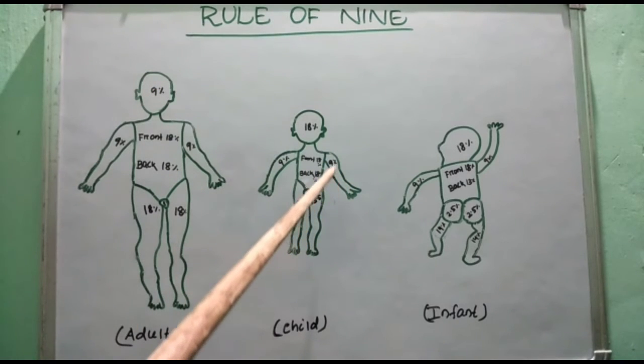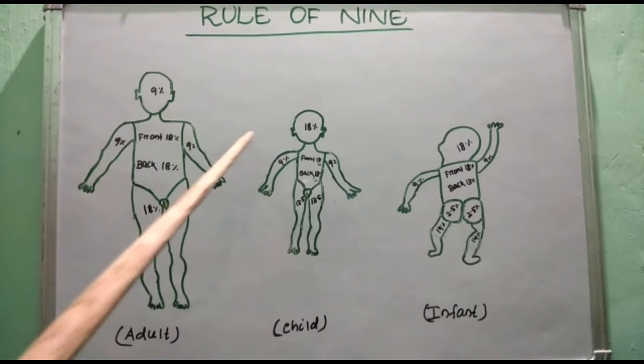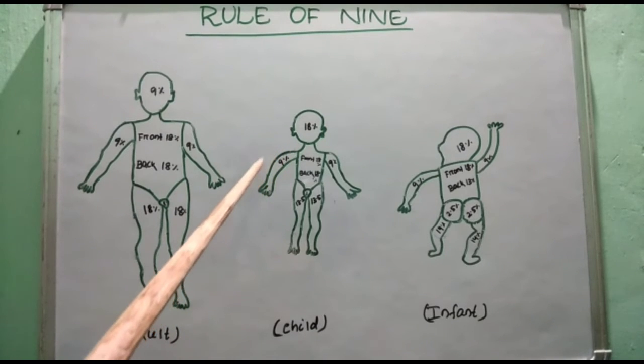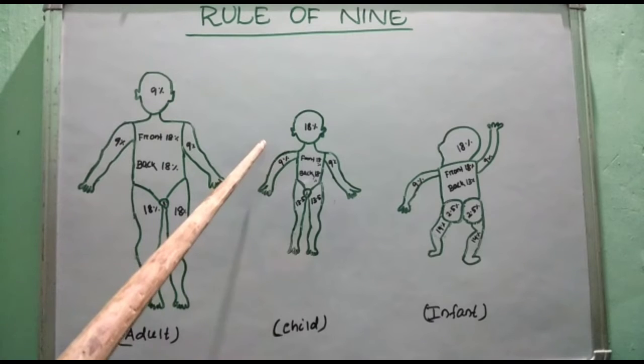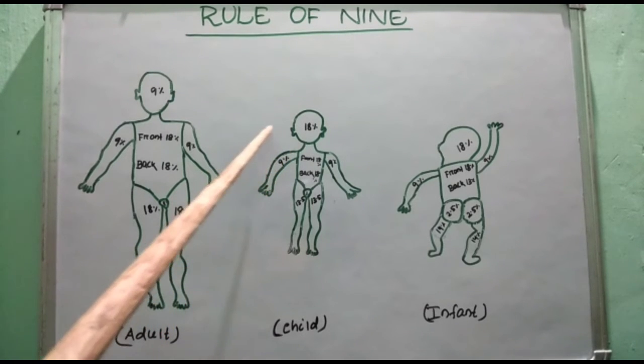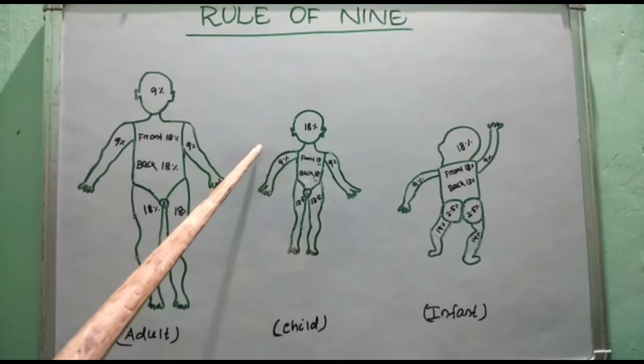If only the posterior part of the left hand is bone, it is 4.5%. Total is 9%. If total right hand is bone, it is 9%. If only the anterior part of the right hand is bone, it is 4.5%. If only the posterior part of the right hand is bone, it is 4.5%.